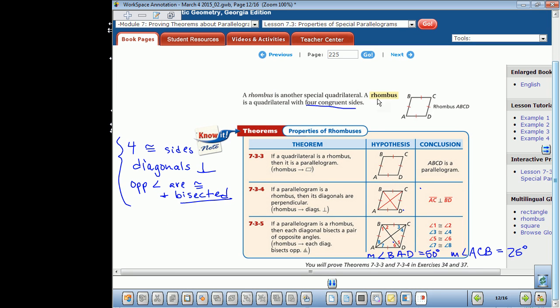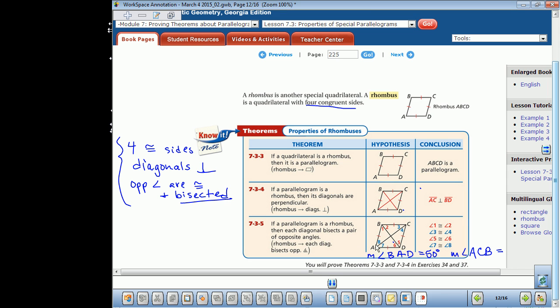Okay. Then your book goes back over the properties of the rhombus. By definition, it's a quadrilateral with 4 congruent sides. So this proves it's a rhombus, doesn't it? Because we have 2 pairs of opposite sides that are congruent. So a rhombus is a parallelogram. It falls in the parallelogram family. If a parallelogram is a rhombus, then the diagonals are perpendicular, and we talked about that just a moment ago. If a parallelogram is a rhombus, then the diagonals bisect a pair of opposite angles.